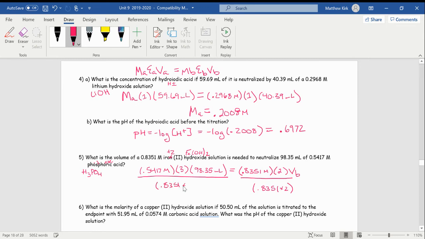So into my calculator, I would do 0.5417 times 3 times 98.35 divided by parentheses 0.8351 times 2. And we should get our final answer as being the volume of the base that we needed, with 4 sig figs this time, 95.69 milliliters.